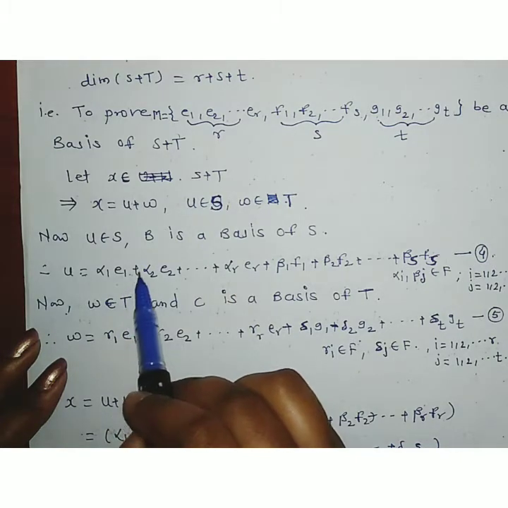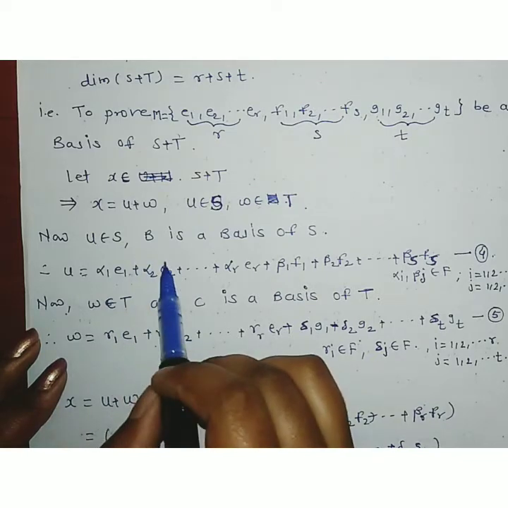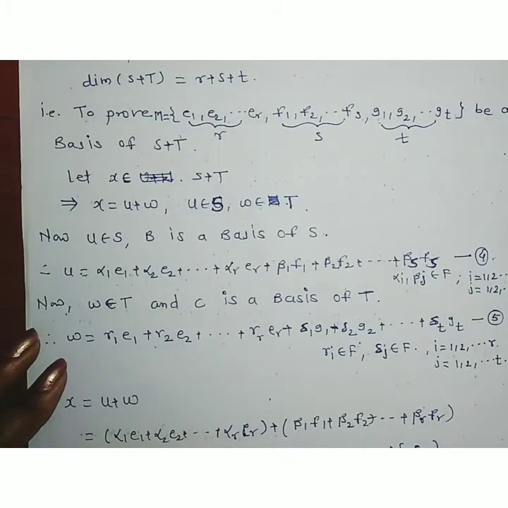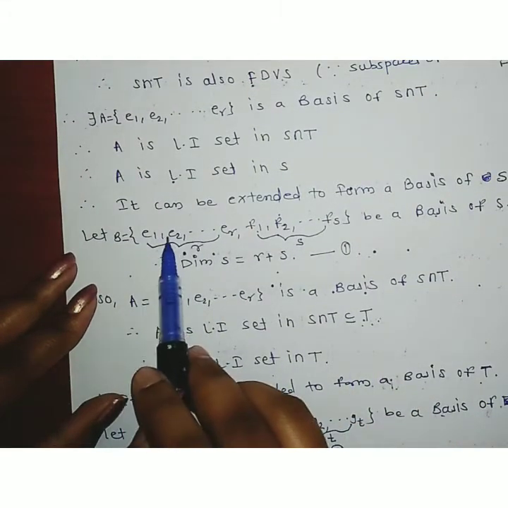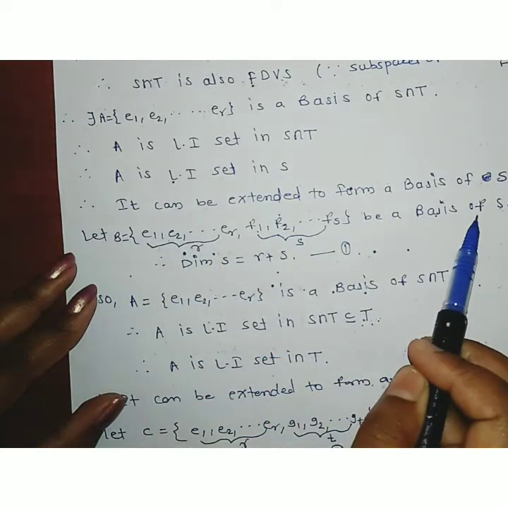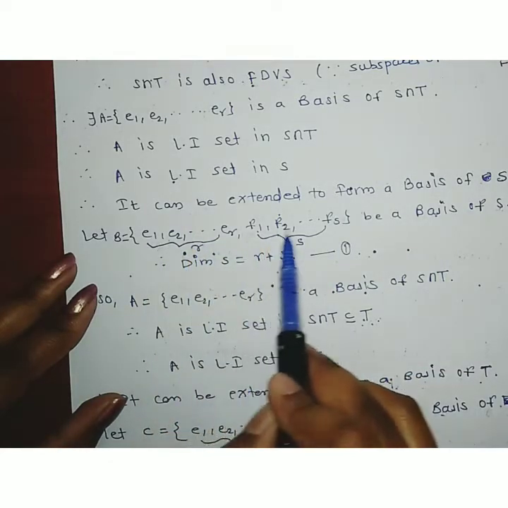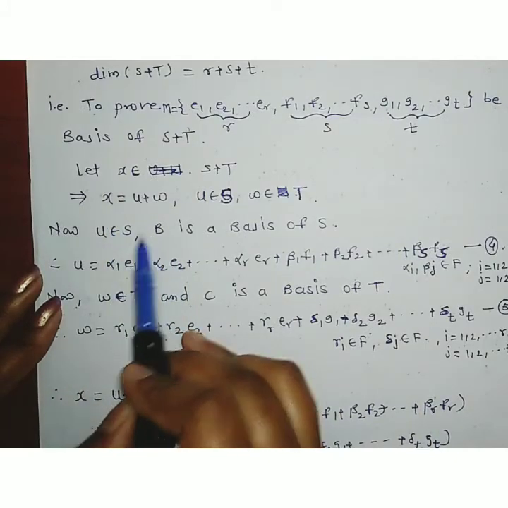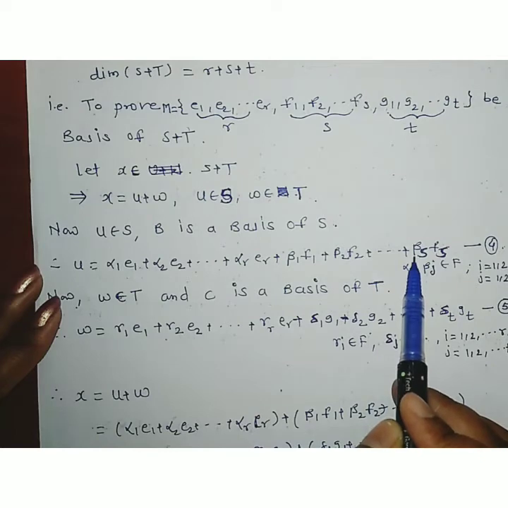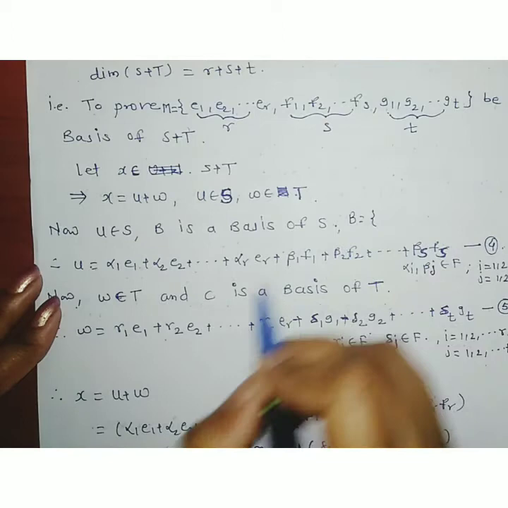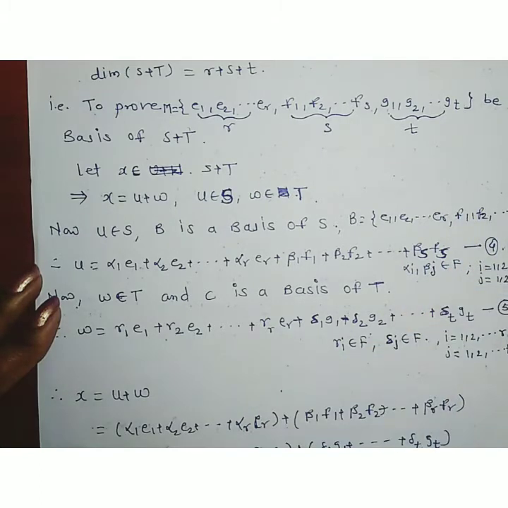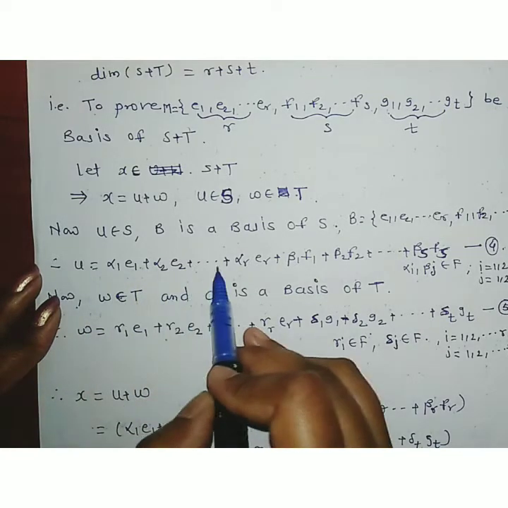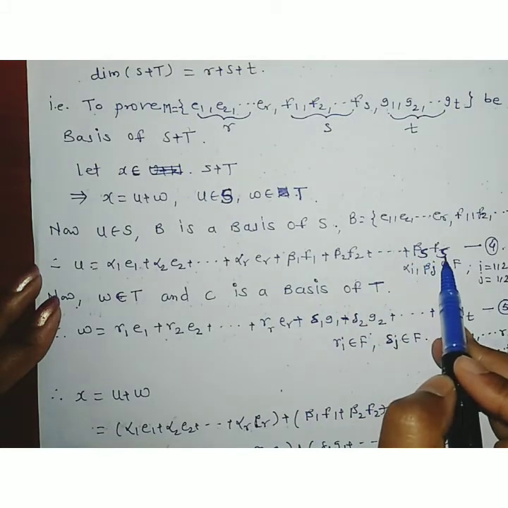But we know what a basis for S is. B, equal to E1, E2, up to Er, F1, F2, up to Fs, is a basis of S. As u belongs to S, the vector u can be written as a linear combination of the basis of S. So u can be written as alpha 1 E1 plus alpha 2 E2 up to alpha r Er, plus beta 1 F1 plus beta 2 F2 up to beta s Fs. Okay, why?